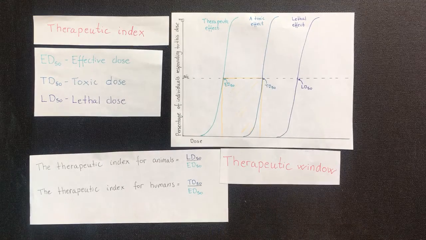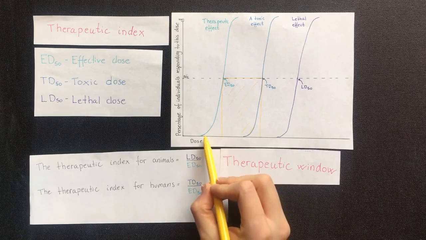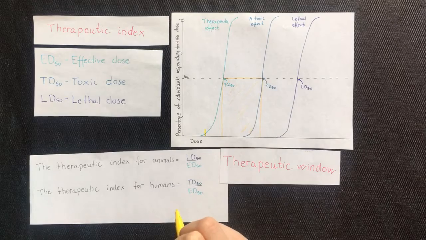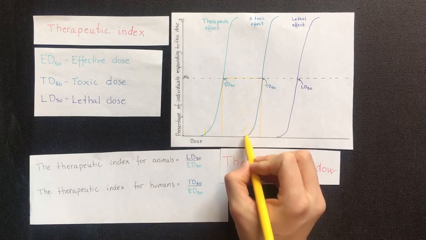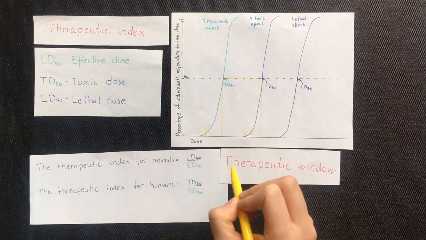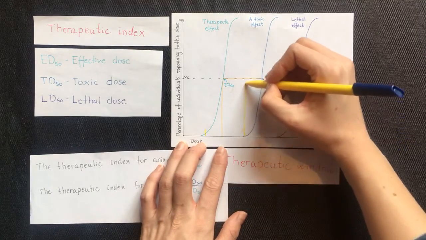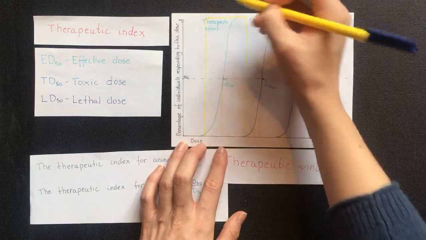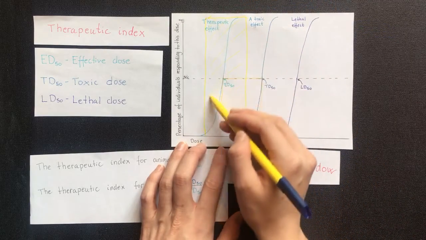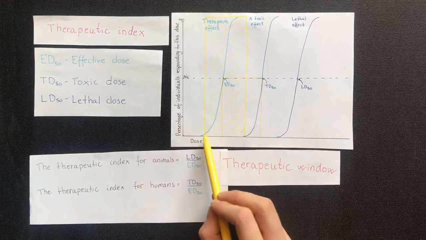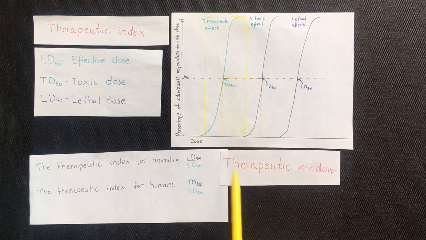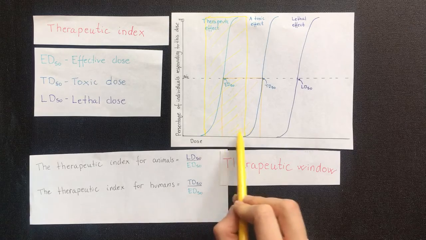So the therapeutic window is when most of the population have an effect, and before we come to the toxic effect, so that will be in between here. Meaning that if we go straight line up here and straight here, we see that every dose that has an effect, but is still not toxic, that will be the therapeutic window. So we want to use a dose within the therapeutic window.